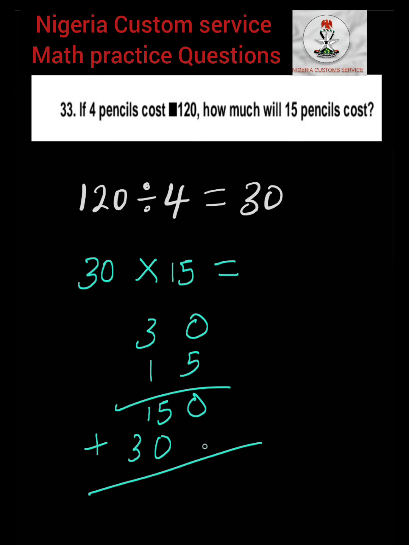Then we add the two answers. 0, then 5 plus 0 is 5. 1 plus 3 gives us 4. So it's going to be 4. So the answer is 450.